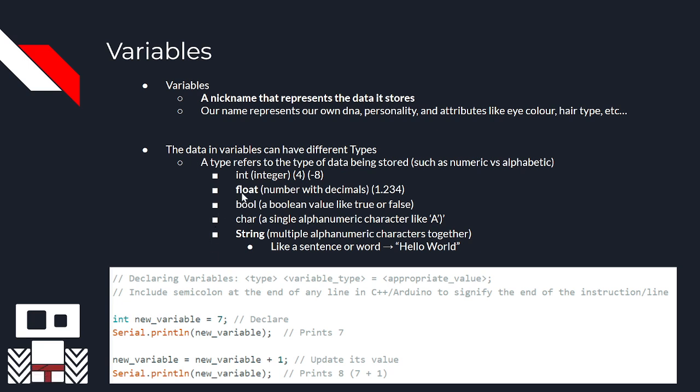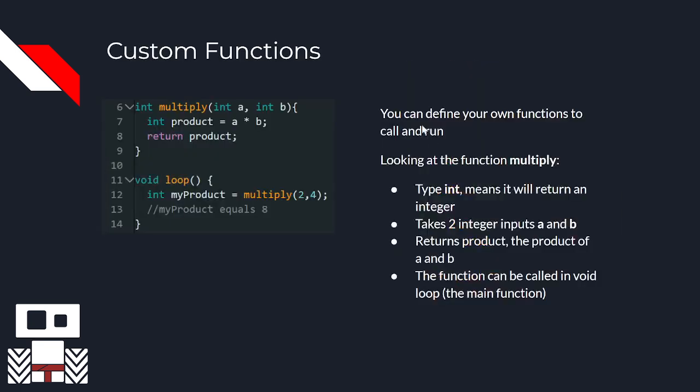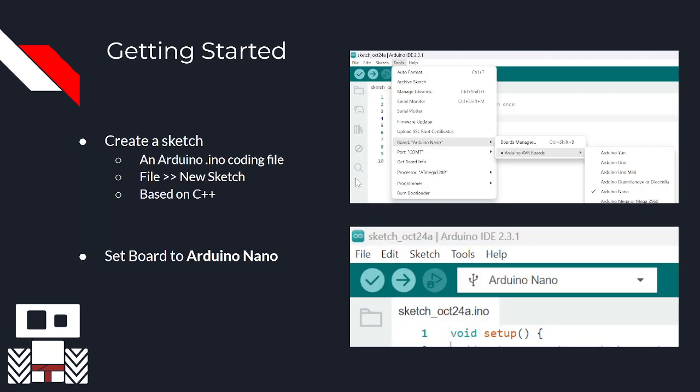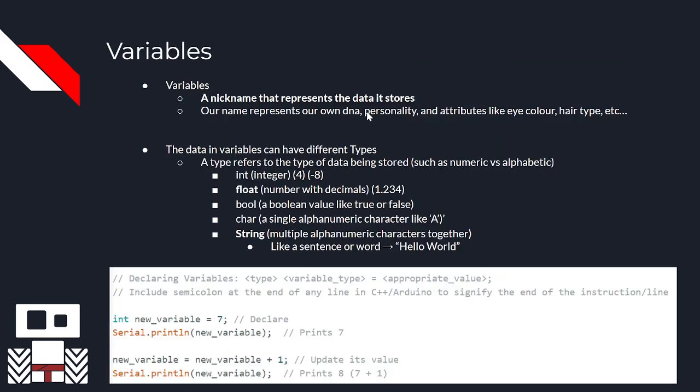Now we're going to talk about variables. Variables are very important. A variable is basically a nickname that represents the data it stores. Just like how my nickname could be Sachin because that's my name, but that represents my whole personality, my DNA, and all my attributes. So variables make it easier to access data, and they represent data in a convenient, easy, and human readable way.